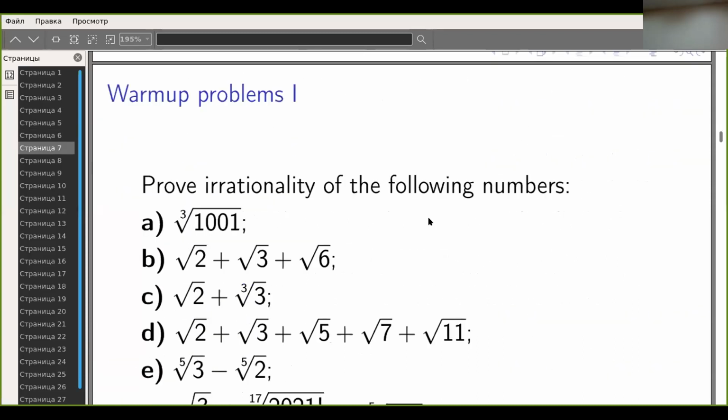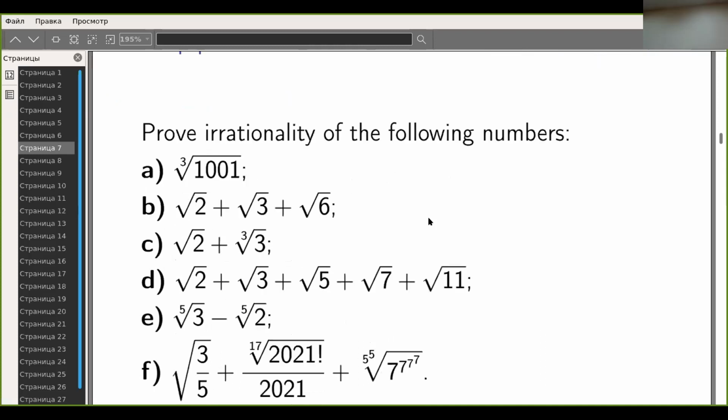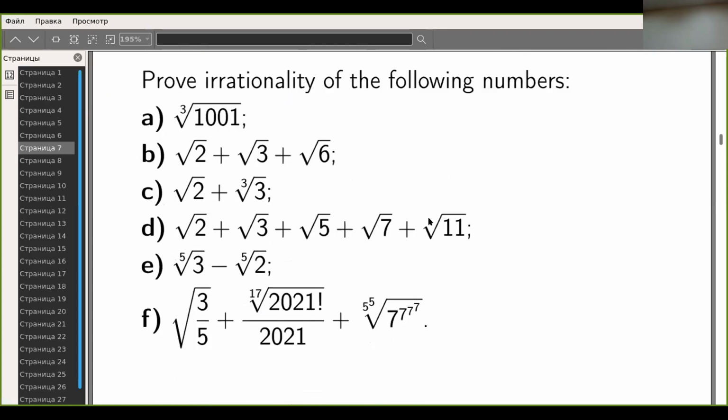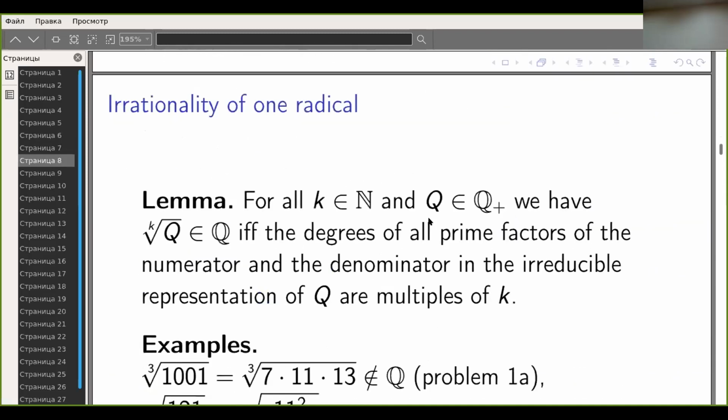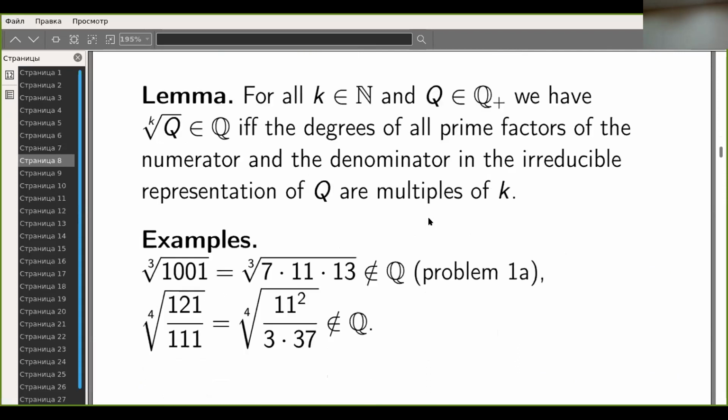Let's consider some warm-up problems to start and discuss some ideas. We prove the irrationality of the following numbers. Here is the list of numbers, all of them are irrational, but how to prove it? The irrationality of one radical is a simple arithmetic question which is solved by the following lemma.